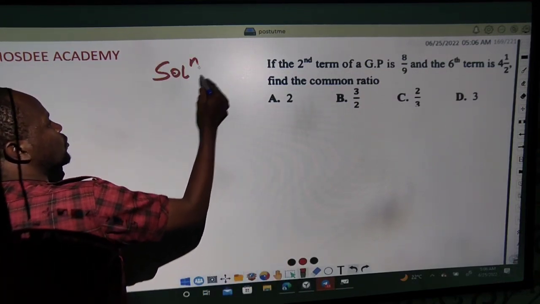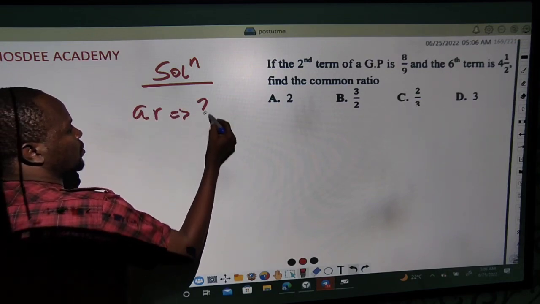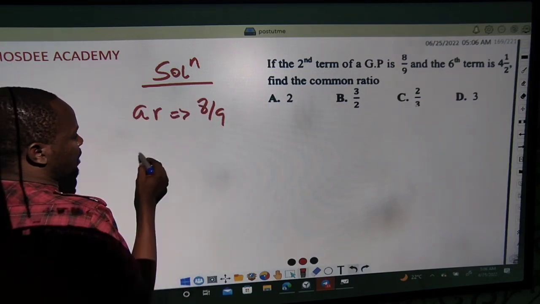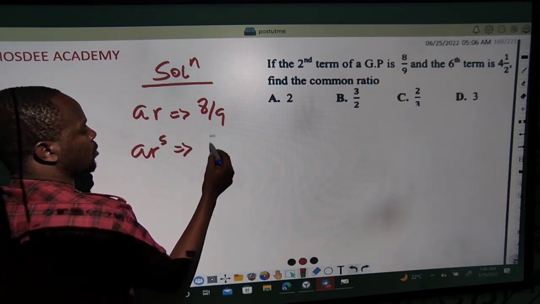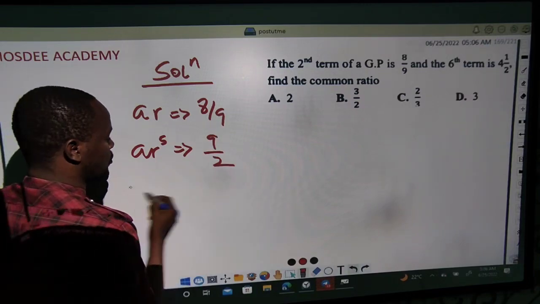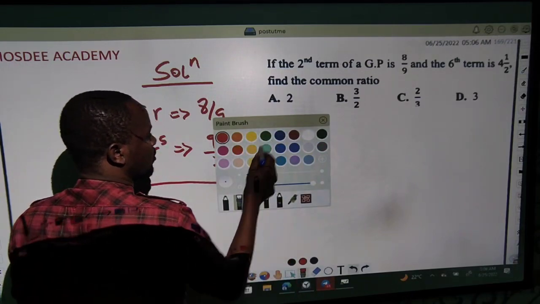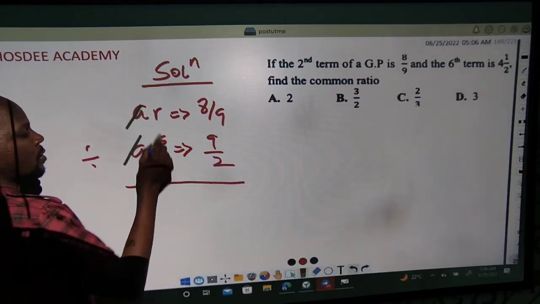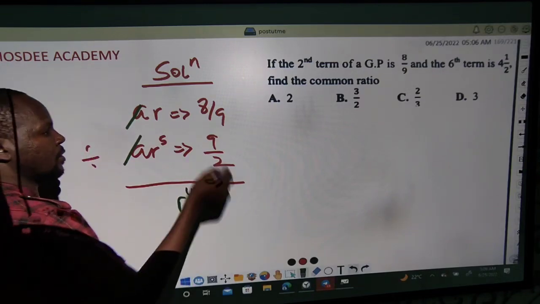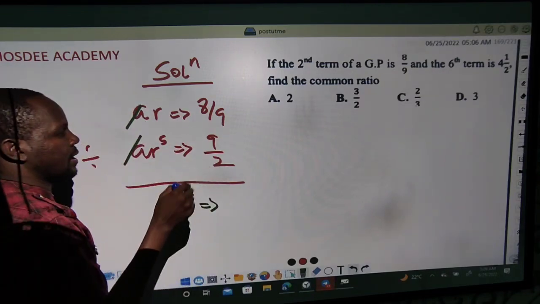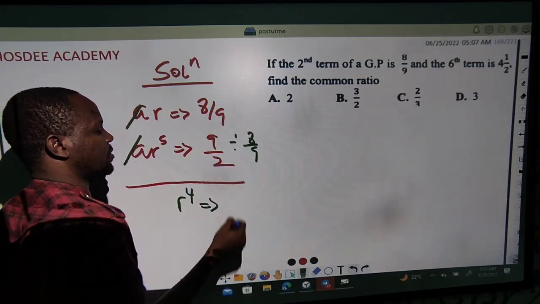On a speed solution note, we say the second term of a GP is ar, and is equal to 8 over 9. The sixth term of a GP is ar^5, and is equal to 9 over 2. To get r, you divide the equations. On division, this a gets cancelled out. r^5 over r is r^4. And I divide 9 over 2 by 8 over 9. I'm just showing you, this will flip.